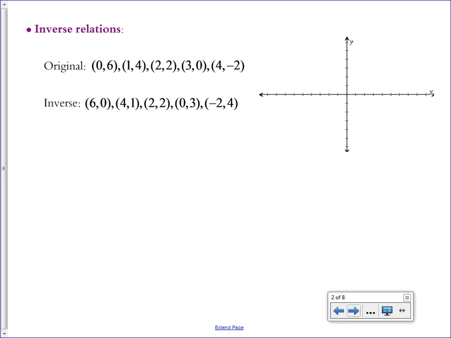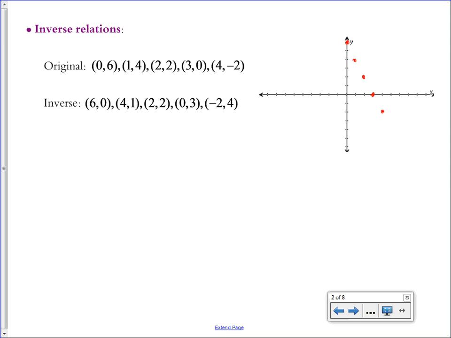My first relation here has a list of 5 coordinates, a list of 5 points. If I were to graph these 5 points, I have the points (0, 6), (1, 4), (2, 2), (3, 0), and (4, -2). They happen to make a straight line, but a relation does not have to have any kind of pattern. I just happened to pick these numbers, and you don't need to connect them. The relation just consists of those 5 points. I'm using this to illustrate what makes an inverse of that relation.